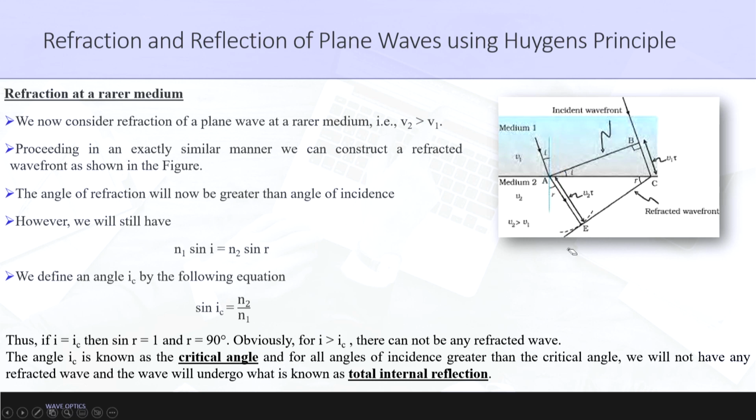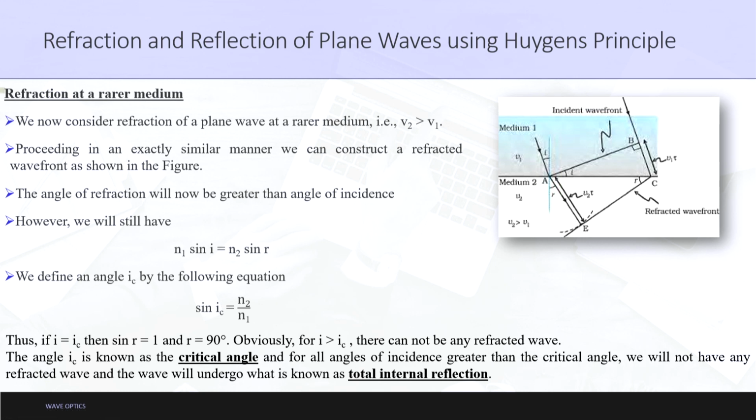So, it is just the opposite form. Please look over here carefully, it is a similar thing only, just the tilting will be in a different direction now. So, now we consider refraction of a plane wave at a rarer medium, that is V2 is greater than V1, quite evident, with similar theory as applicable in the last slides.